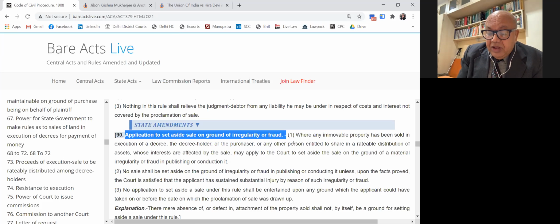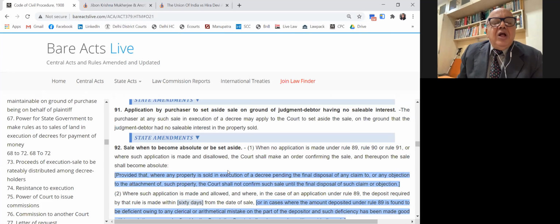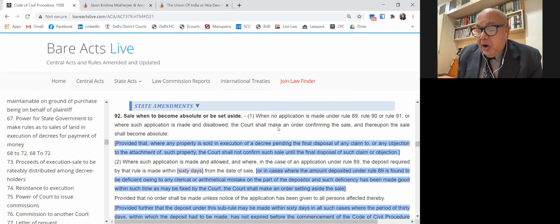21, Rule 92. Please see here, third party, subclause 4. This is the only one provision permitting a filing of a suit. Otherwise, during execution, you are not allowed to file a suit.